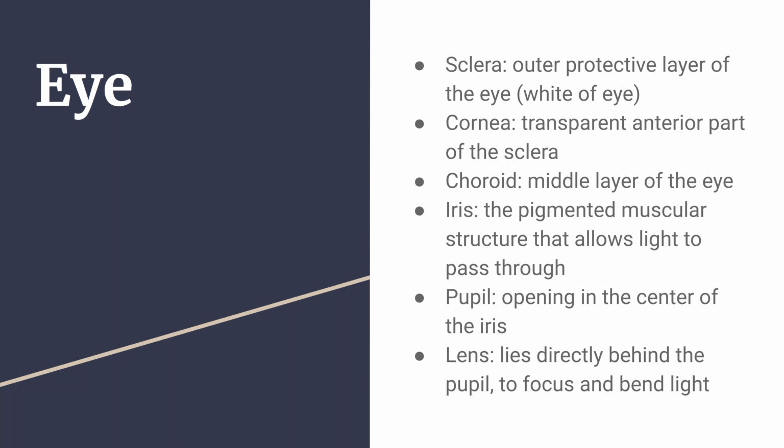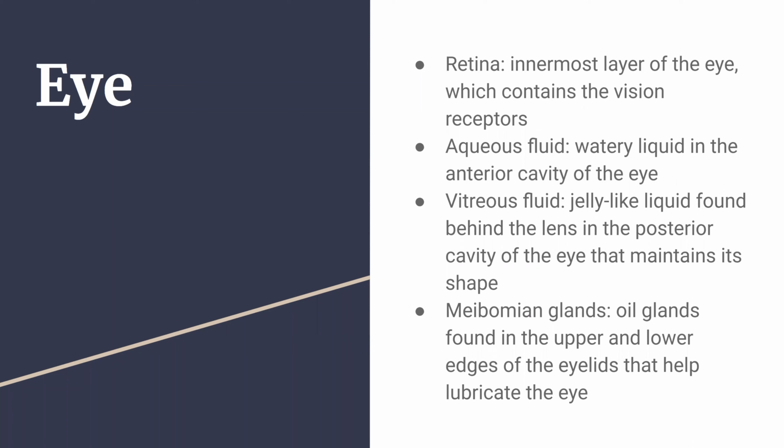And the lens lies directly behind the pupil to focus and bend light. Now the retina is the innermost layer of the eye, and that contains the vision receptors. The aqueous fluid is the watery liquid in the anterior cavity of the eye. And the vitreous fluid is the jelly-like liquid found behind the lens in the posterior cavity of the eye, and that maintains its shape. The meibomian glands are the oil glands that are found in the upper and lower edges of the eyelids, and it helps to lubricate the eye.